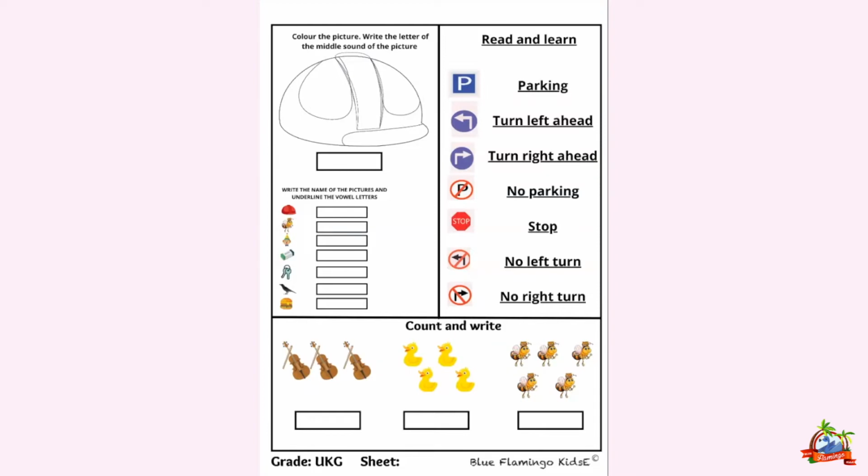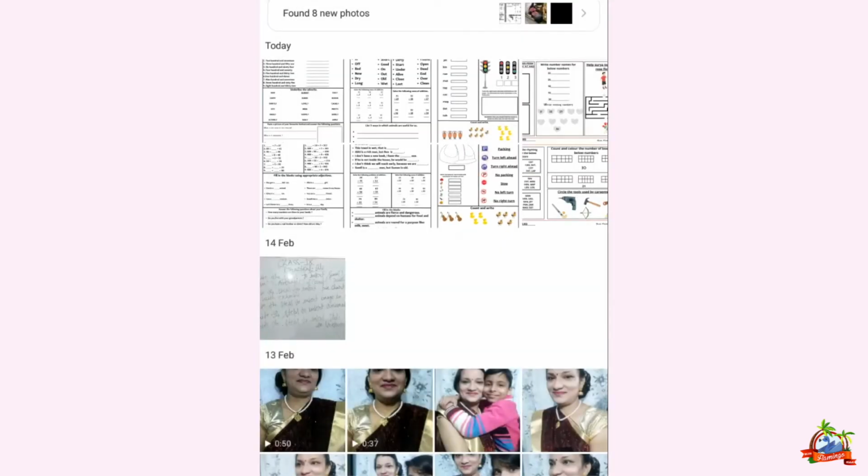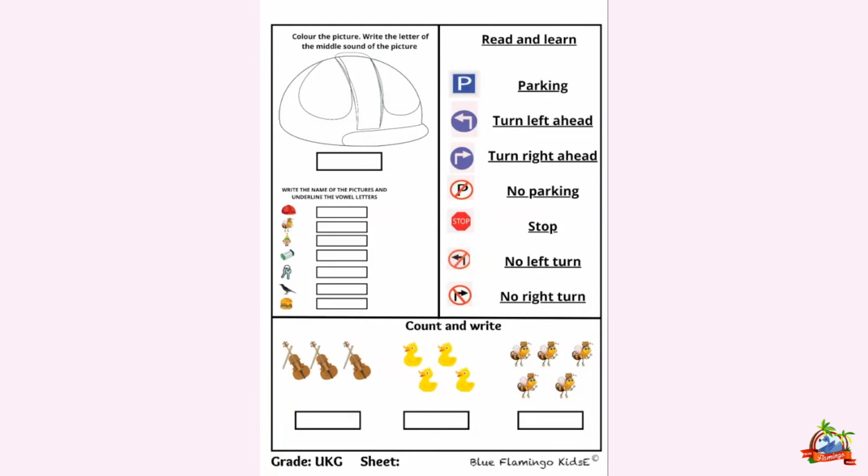So what will we write? Three. T-H-R-double E. Three. See the next one. Four ducks. One, two, three, four. Four ducks. So what will you write? Four. F-O-U-R. Four. Understood? What you will do is, you will count.